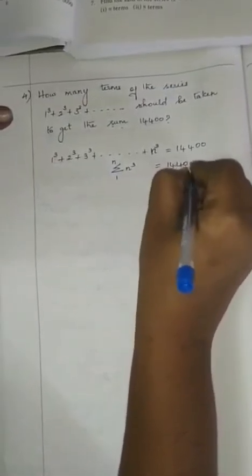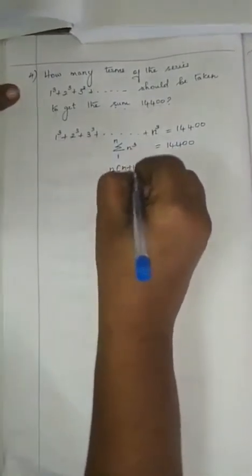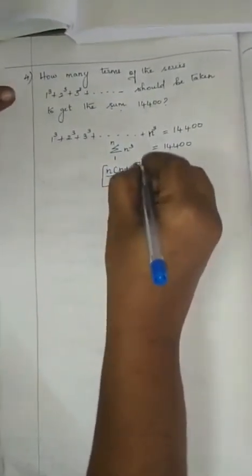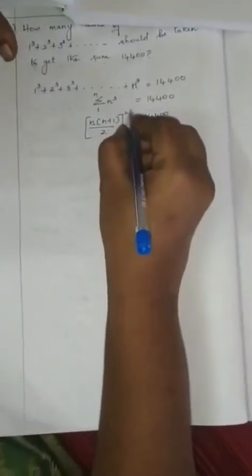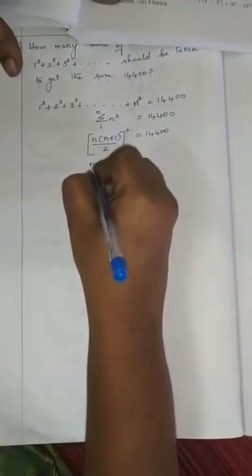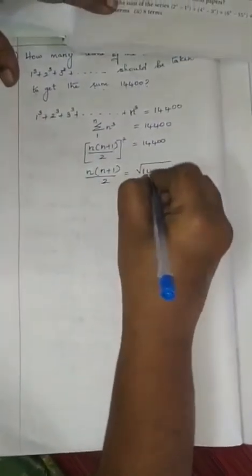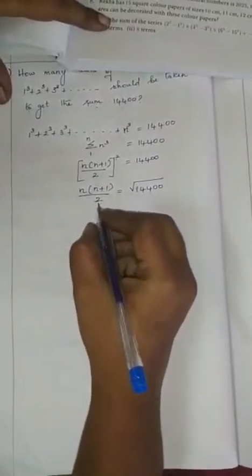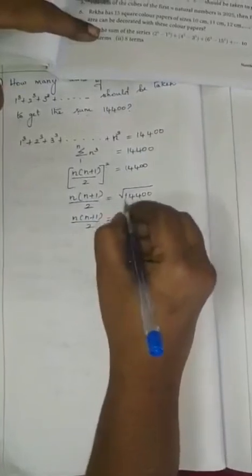It is 14,400. What formula will you apply for summation of n cube? n into n plus 1 by 2, the whole square, is equal to 14,400. Now I am going to take this whole square to the other side. When you take the square to the other side, it comes as root. So n into n plus 1 by 2 is equal to root of 14,400. What is root 144? It is 12. Yeah, 12 12s are 144.